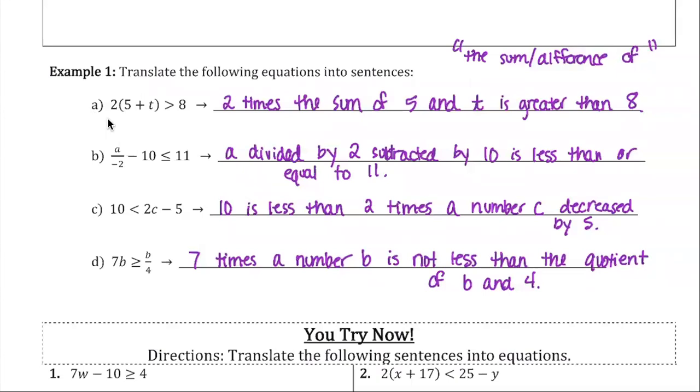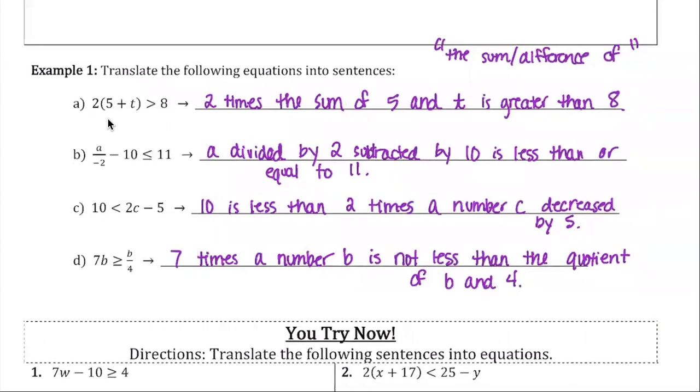All right, I have my two sentences. Now this is where definitely you want to check with your teacher, just because what you have might be different than what I have. For part C though, it says we have 10 is less than 2 times the number C decreased by 5. Now, again, you could use a different phrase other than decreased by. That was the phrase that I chose to represent my subtraction here.